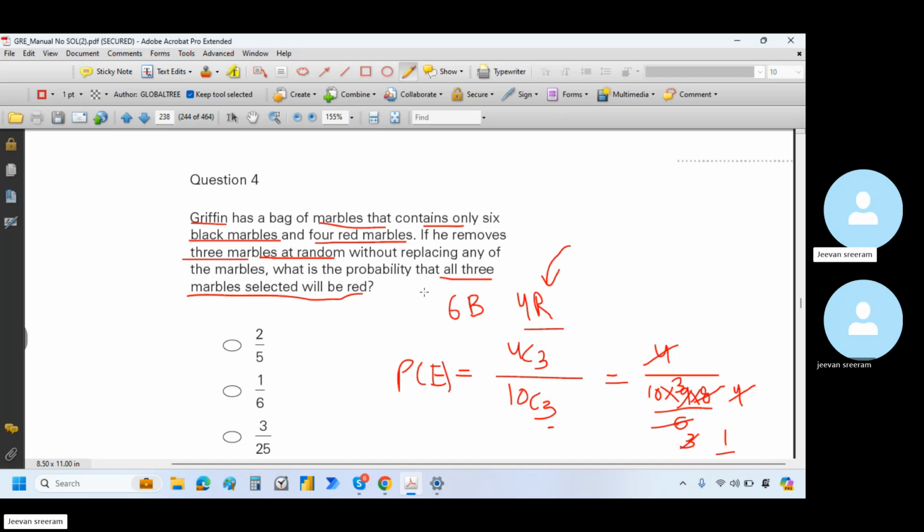So the question is asking for the probability of the event that all 3 marbles must be red. So this can happen in 4C3 ways: 3 marbles coming from the 4 red marbles.